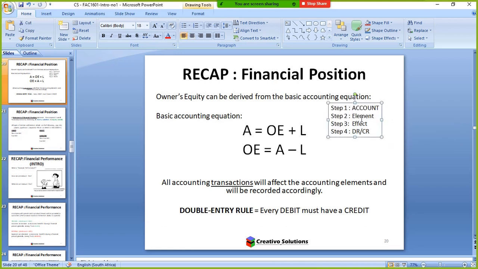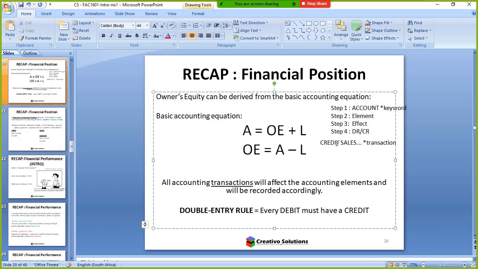If I do one example with you, if the transaction is credit sale, this is the transaction. I'm keeping it simple, short and sweet, so at least we can get through it quickly. If the transaction is a credit sale, what am I going to do? I'm going to look at the words credit sale and pull out keywords. I want the account. The account is the keyword. It's the actual account that you're going to record in your accounting records. So, debtor.